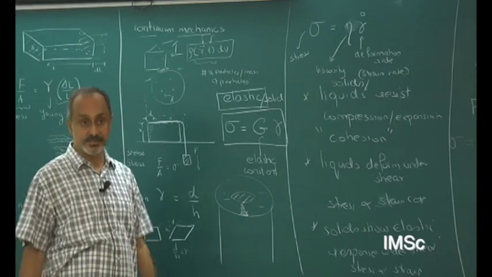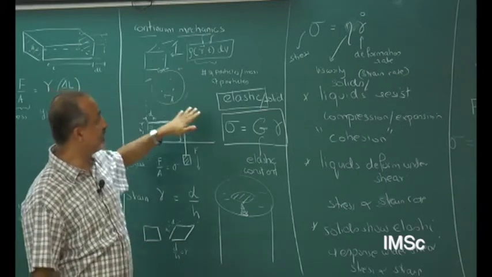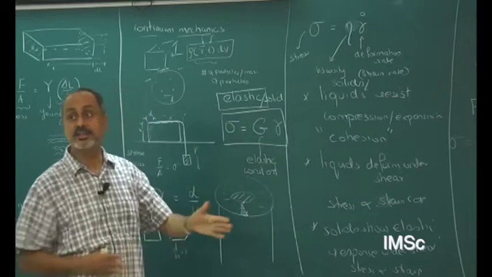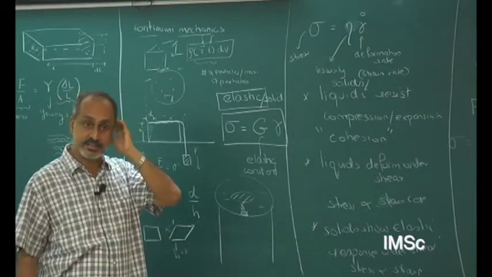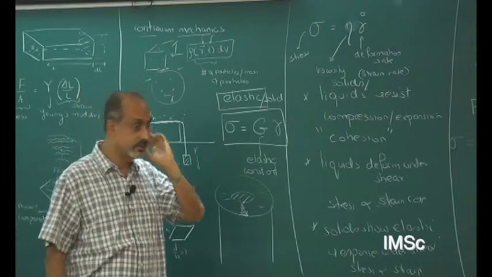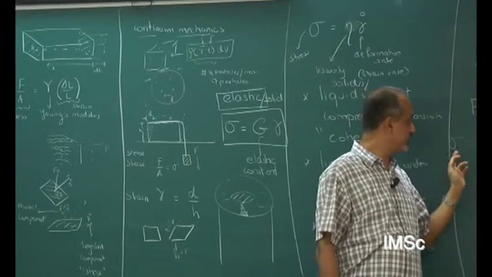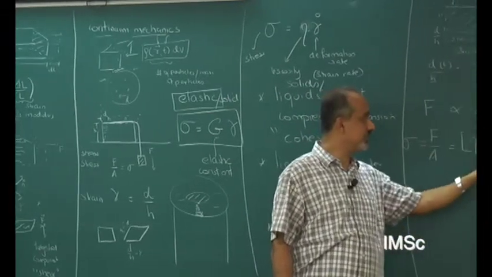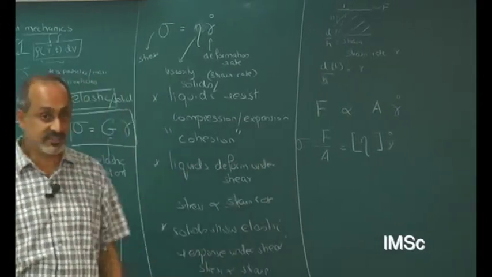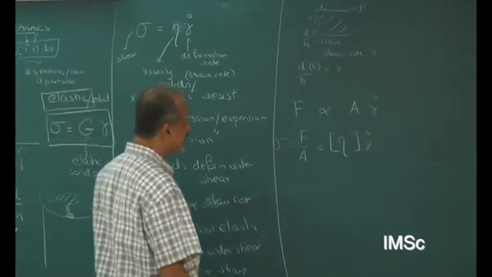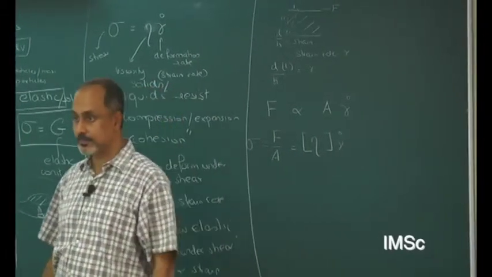Solids resist shape changes, and the amount of force that I have to apply to sustain a particular deformation increases with that deformation. And the coefficient of proportionality is the elastic constant. On liquids, on the other hand, the force, or in this case the stress, is proportional to the rate of change of the deformation, gamma dot. So stress is proportional to the strain rate, and the coefficient is the viscosity.